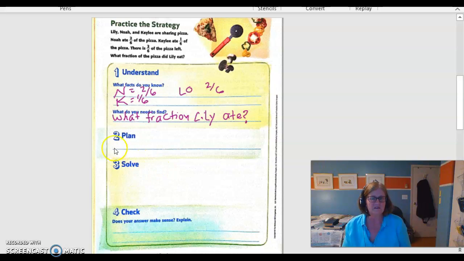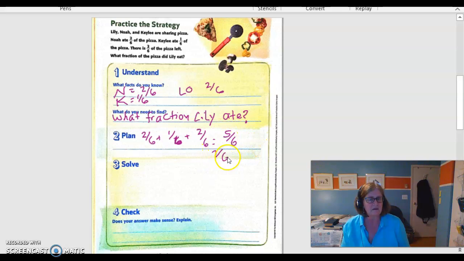There are two different ways that you could solve this. You could do Noah's amount of 2/6 plus Kaylee's amount of 1/6 plus the leftover 2/6, so that you could account for everything. 2/6 plus 1/6 is 3/6, plus 2 more 6ths is 5/6. We know the whole pizza had 6 slices. So how many slices would equal 6/6? That would be 1/6, because you could take 6/6 minus 5/6, which is equal to 1/6.